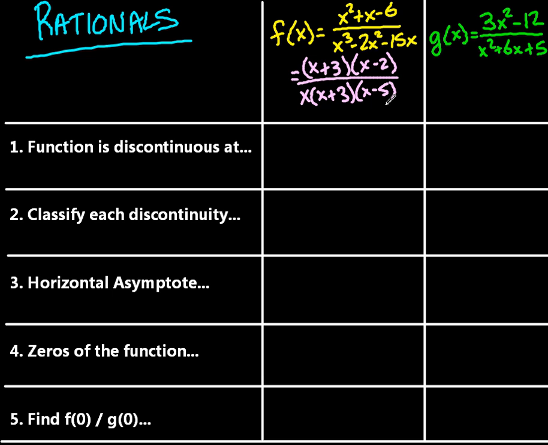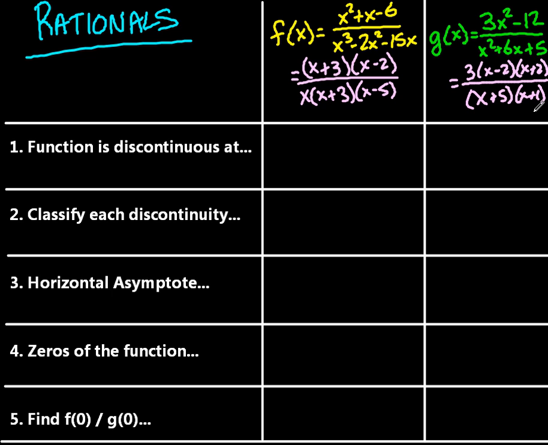Let me do the same thing here for g of x. Up top, I can factor out a 3. I'd be left with x squared minus 4. Well, x squared minus 4 is a difference of squares, so I can simplify that as well. x squared minus 4 would become x minus 2 and x plus 2. On the bottom here, I get x plus 5 and x plus 1 as my factors for the bottom.